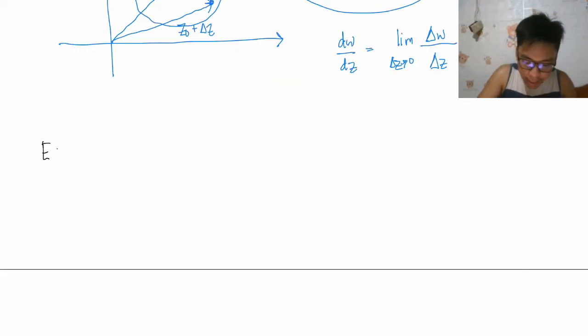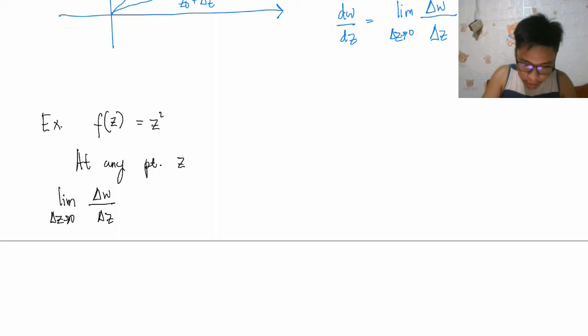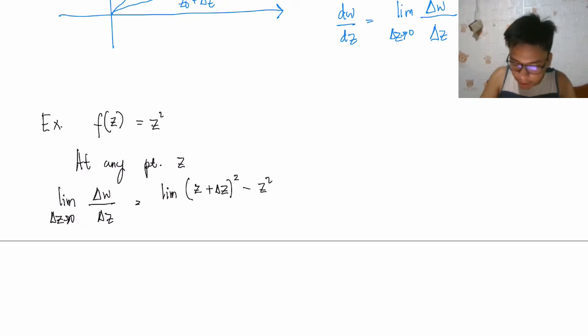Okay, so let's consider an example here. Suppose we're interested in f of z equal to z squared. At any point z, we have the limit of delta w over delta z as delta z converges to 0. That's technically the same as the limit of (z plus delta z) squared minus z squared, over delta z, as delta z approaches 0.